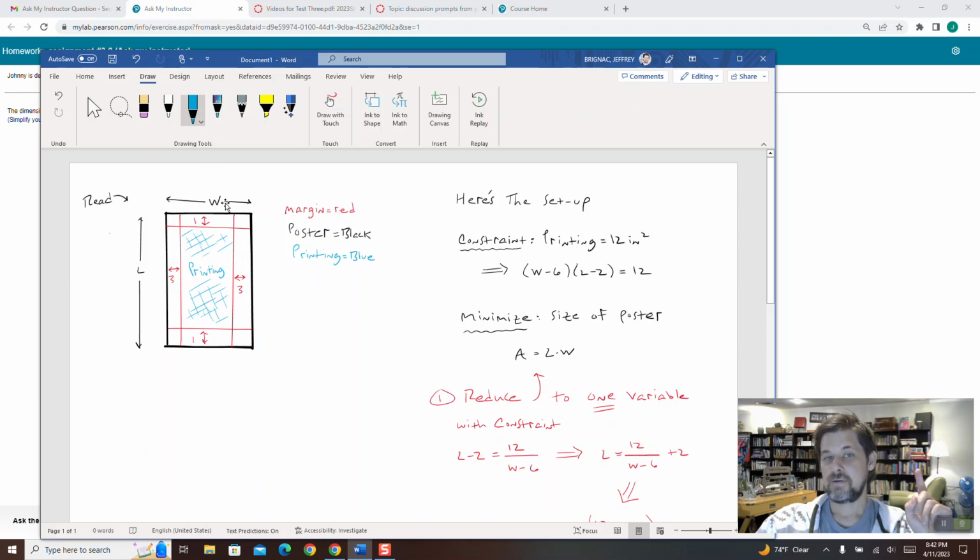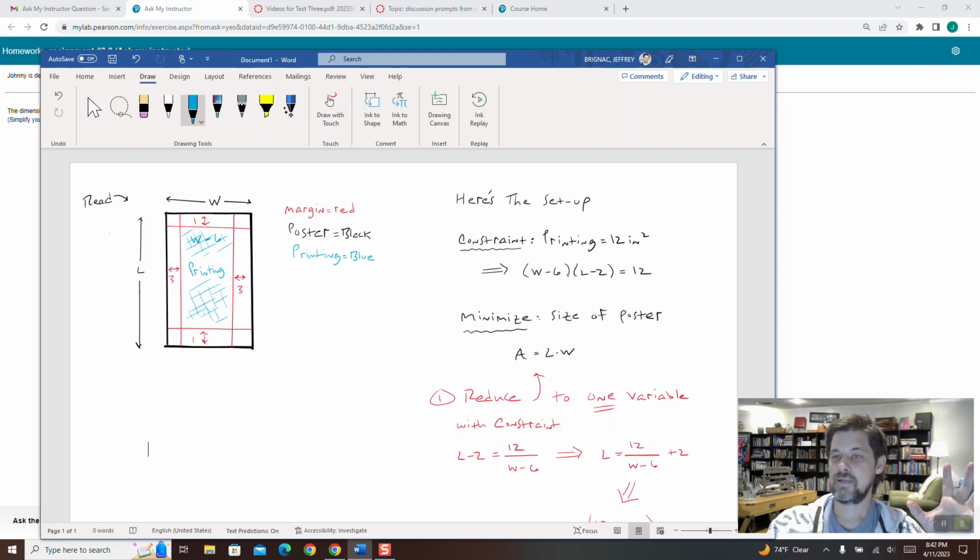As I look over here, here's my poster and it's got an overall width and an overall length. The part of it that has printing on it is this number W, take away 3 and take away 3 again. So this blue part in here has an actual width of W minus 6, right? Because we have an outside width of W, and I have to take away 3 this way, so that's W take away 3, and I have to take away a 3 again. That's why it's W take away 6.